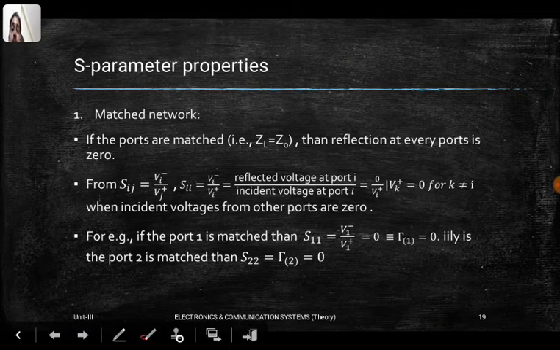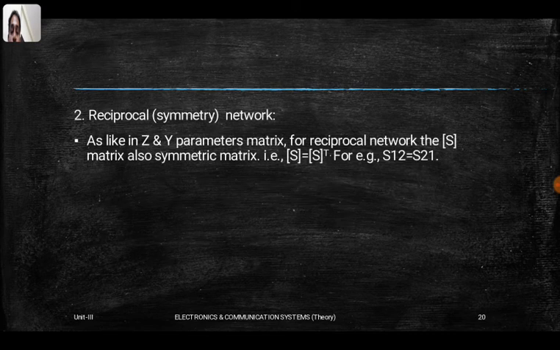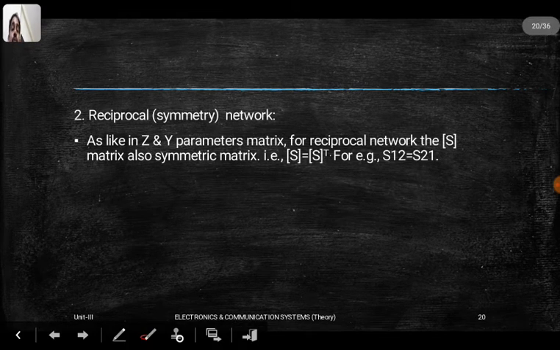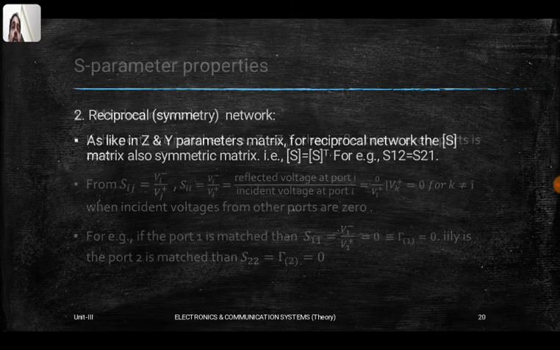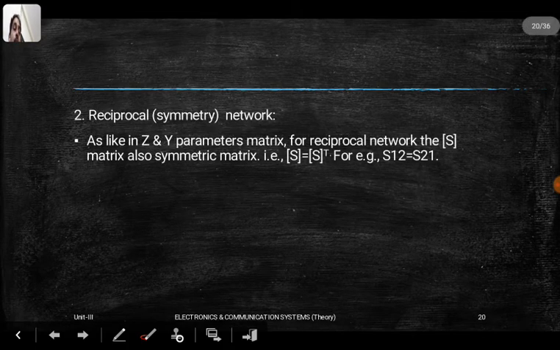The second property is symmetry, that is the reciprocal property. We have seen the reciprocal property in the Z parameter also. If S and the transpose of S are the same, then we can say that the network is reciprocal. An easier way of finding this out from the S matrix is this.